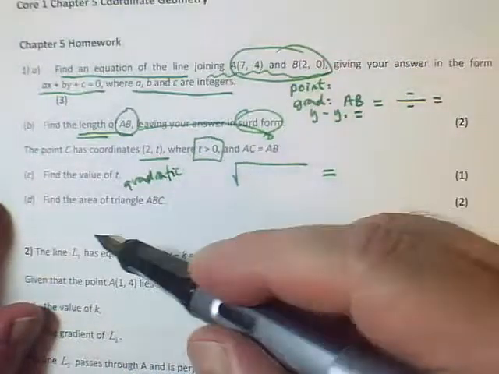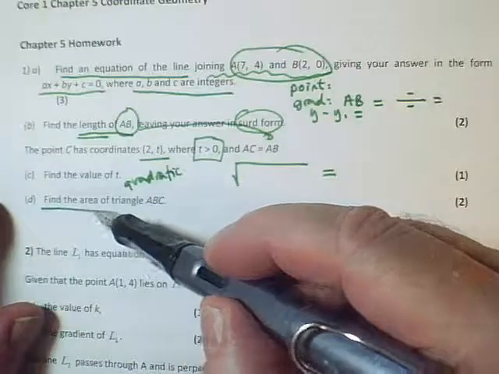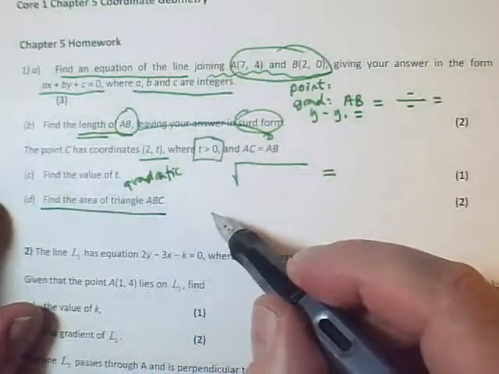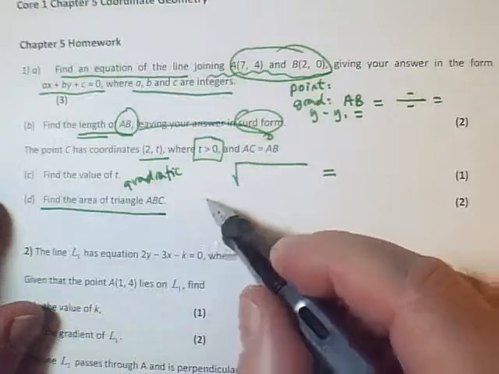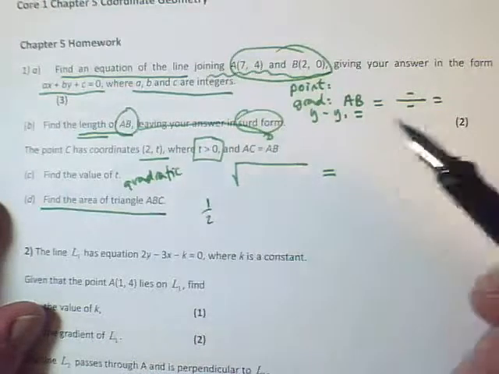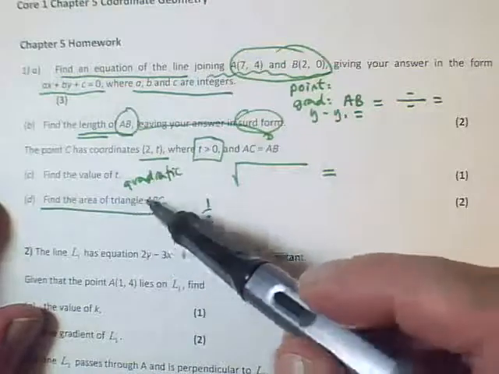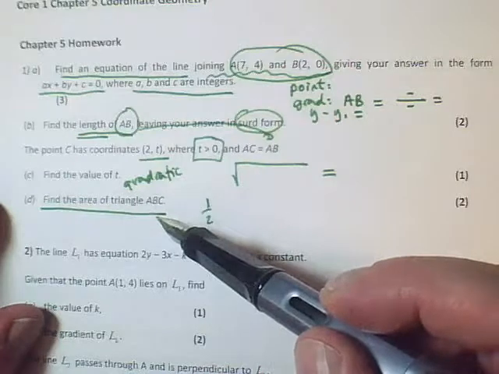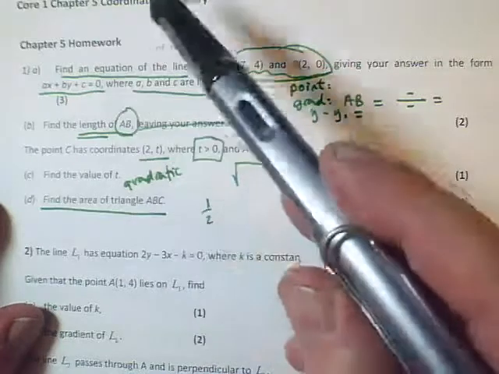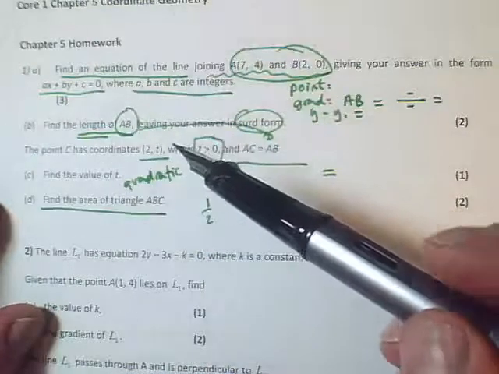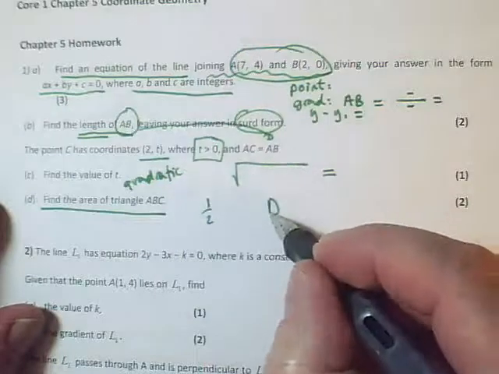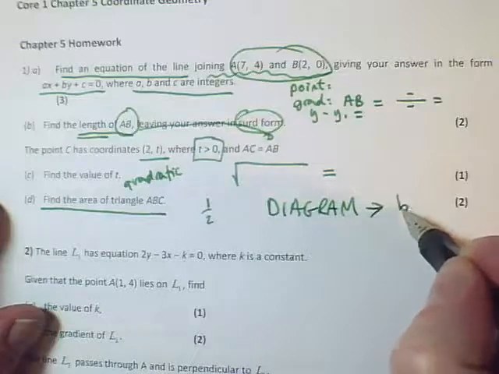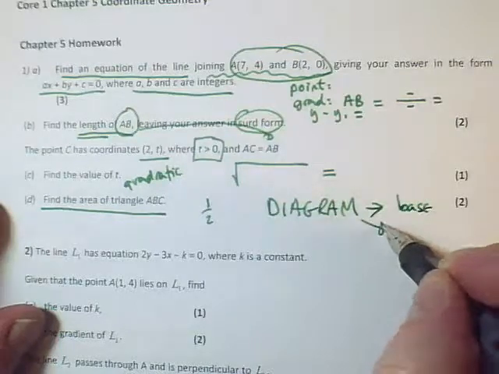Now for D, we've got to find the area of triangle ABC. Now you've got a GCSE formula for the area of a triangle, which is half the base times the height. You know what it is. But in order to get the base and the height, you need to look at a diagram. So in these problem-solving coordinate geometry questions, a diagram is absolutely necessary, and from your diagram you'll be able to get your base and your height.